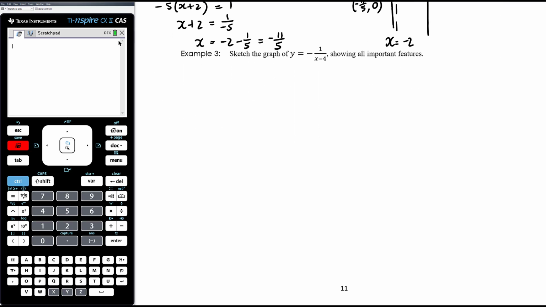Okay, example 3. Sketch the graph of y equals negative 1 on x minus 4. Okay, so again, there's two transformations we need to think about here. We've got the negative out the front, and that negative out the front is going to be a reflection in the x-axis. And then that negative 4 underneath the fraction is a translation left or right, and because it's a subtraction, we are going to the right by 4. So this is a translation to the right by 4.